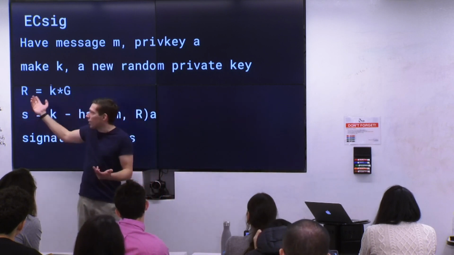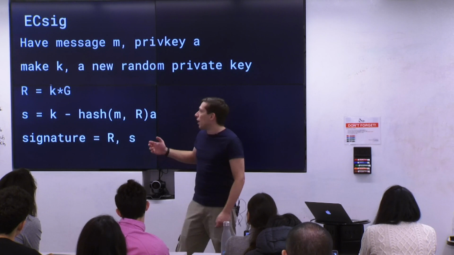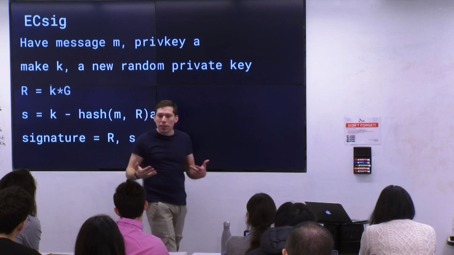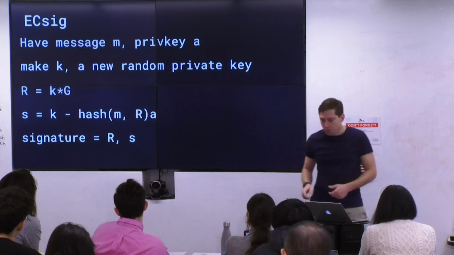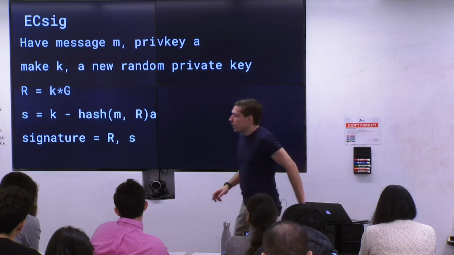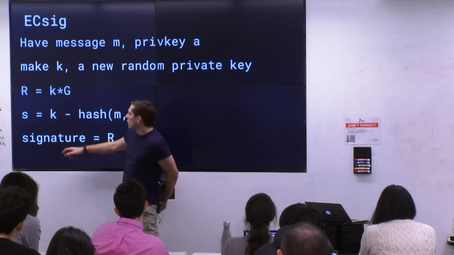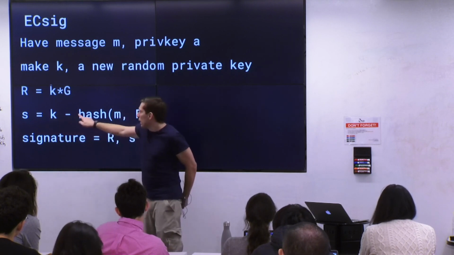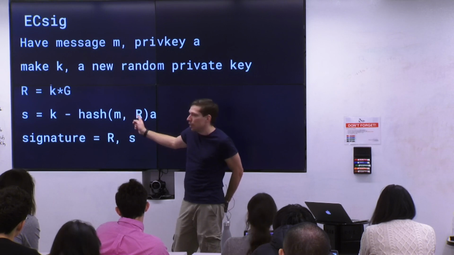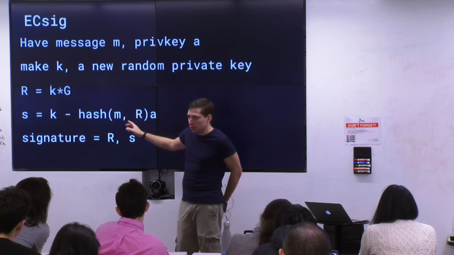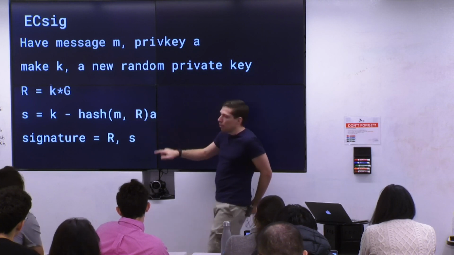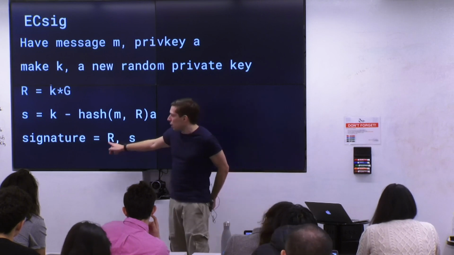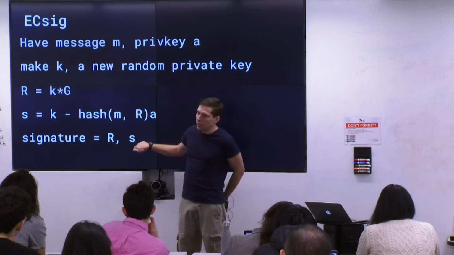And they call this R. I don't know why they use these letters, but anyway. K times G is R. R is the other public key you're using just for this signature. And then the signature itself is quite straightforward. As the signer, you compute S, which is K, this new private key you just made up, minus the hash of your message concatenated with R, this public key. You encode the public key in 33 bytes, stick it in there, multiplied by your normal private key. And then your signature is the pair, the R point and the S scalar.